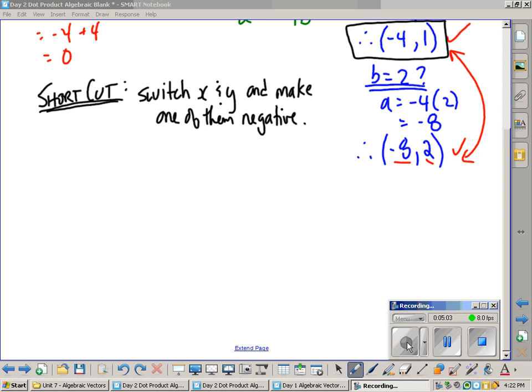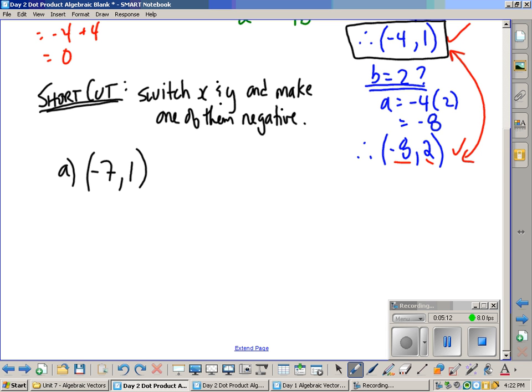So let's try this with a different example. What if I gave you a vector negative 7, 1, and I wanted you to find one that was perpendicular? Well, first thing we'll do is switch them. So instead of negative 7, 1, we're going to make it 1 and 7, but then we've got to make one of them negative. So one that's perpendicular would be 1, negative 7, or since this one is already negative, we could make that one the negative of a negative, which makes it positive.